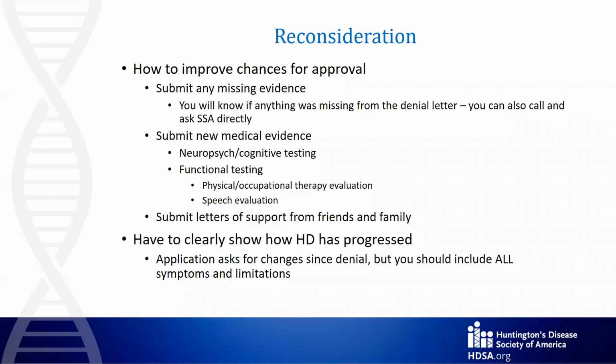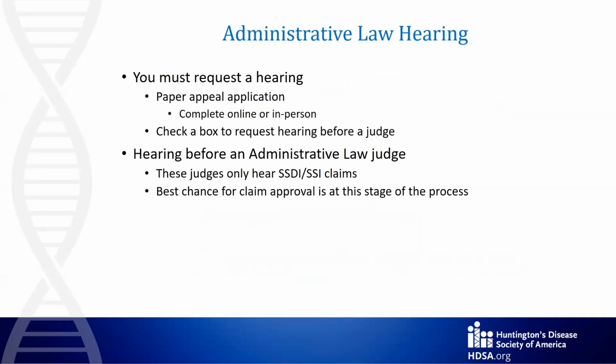So let's say you've gone through the reconsideration process and you get denied. You're kind of expecting it because of the process. Now you're at the administrative law hearing stage. So to request a hearing, it's another paper appeal application. You complete it online or in person, just like you do with reconsideration. It's actually the exact same online appeal. The one difference with this is you have to check a box to request a hearing before a judge. And you do want to have a hearing before a judge.